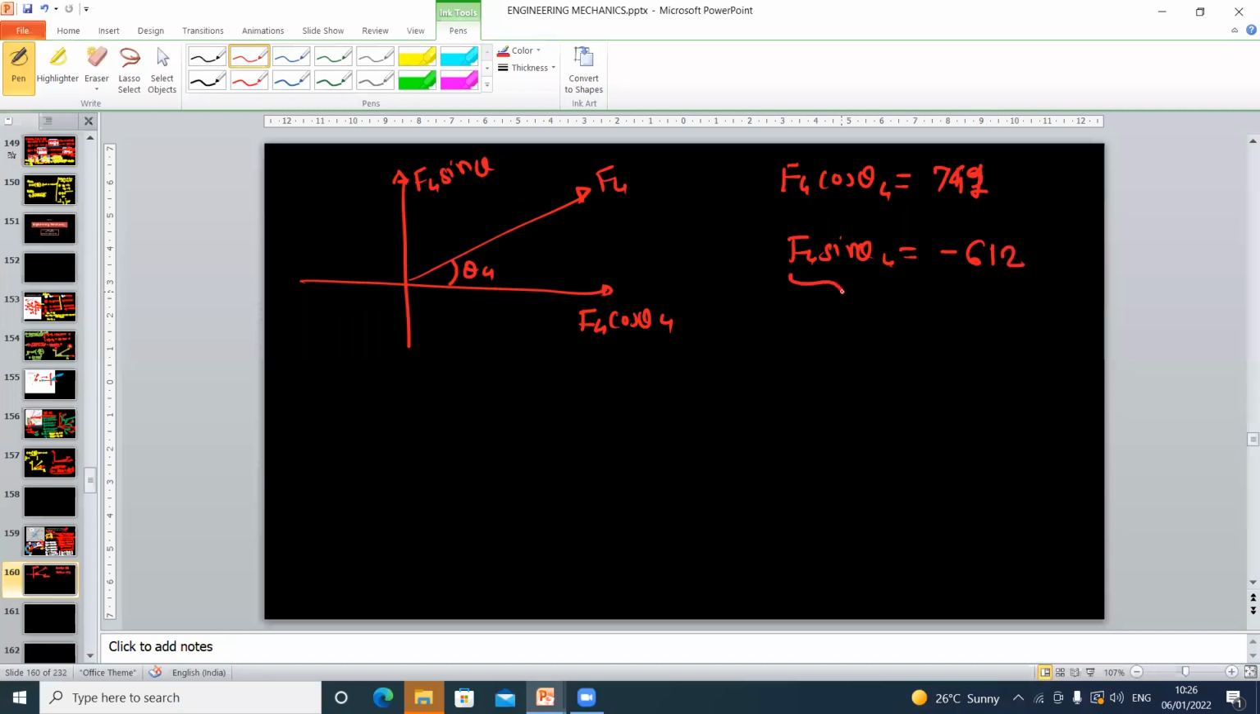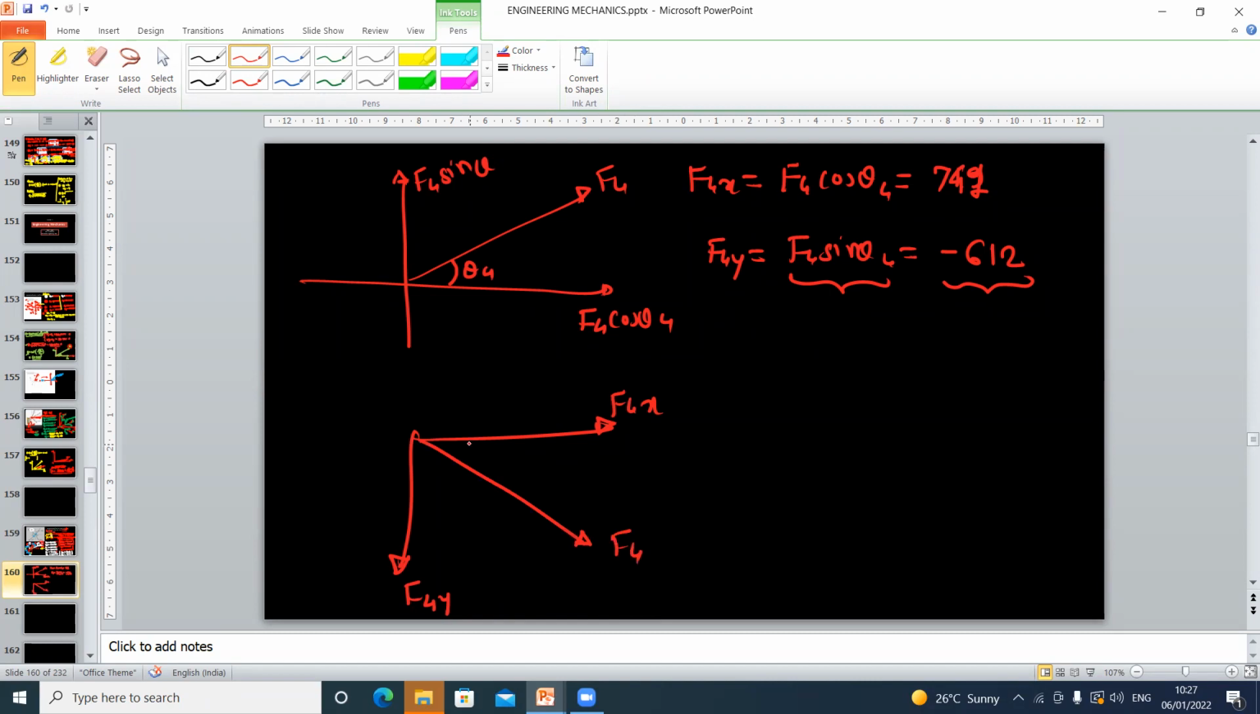Okay, so this negative sign gives the direction for the y component for the force F4. So this is F4y and this is F4x. So our assumption is wrong, and actually the force F4 is in the fourth quadrant. So this is the correct location for the force F4, which is the unknown force, and this is the angle theta 4. Okay, so this component is now 612 and this is equal to 741.